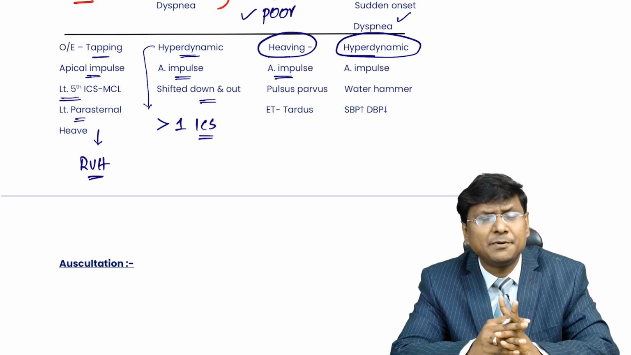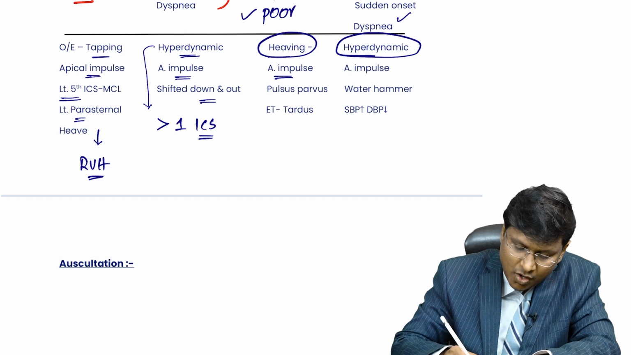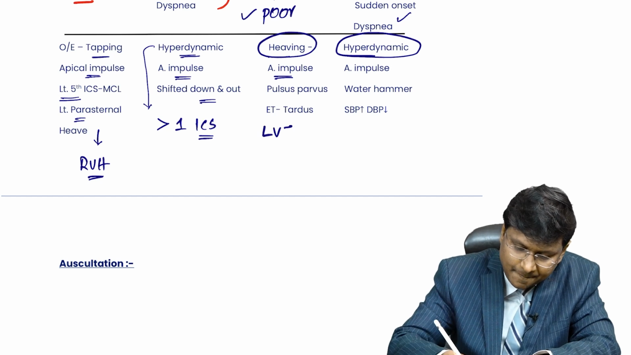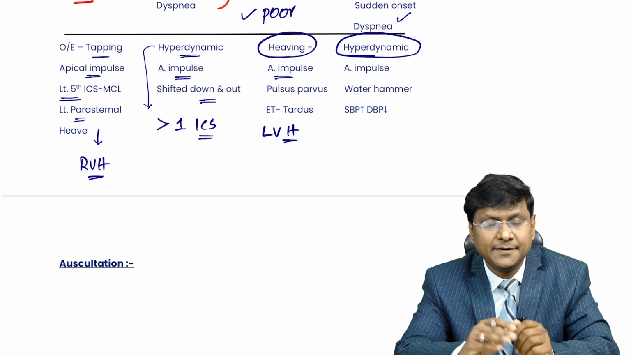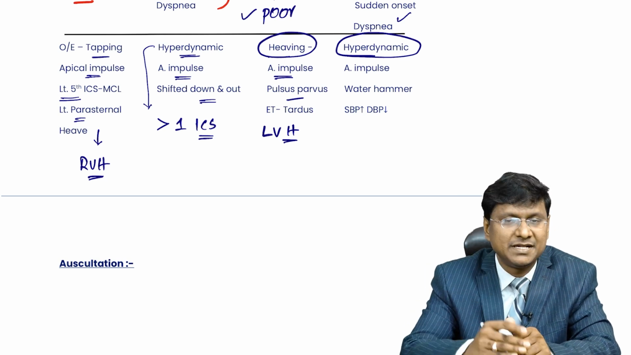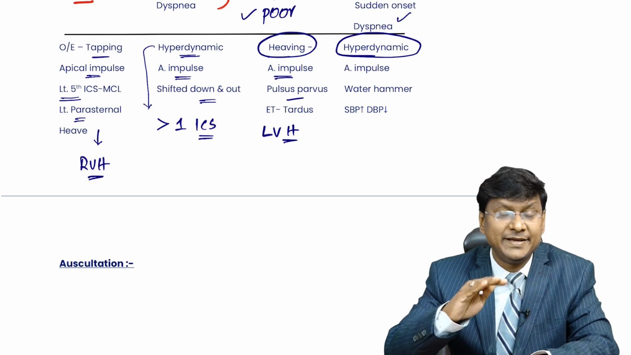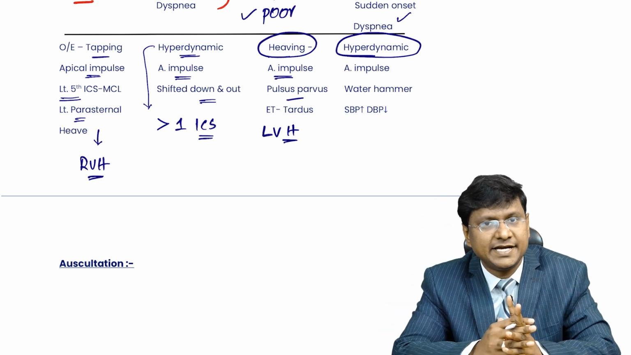And this heaving type of apical impulse, what you have to understand is, it is mainly due to concentric left ventricular hypertrophy. All right, and you take the characteristic pulse in patients with aortic stenosis, you will have the pulsus parvus et tardus, where there will be a slow rising pulse with late peaking. That is your pulsus parvus et tardus.